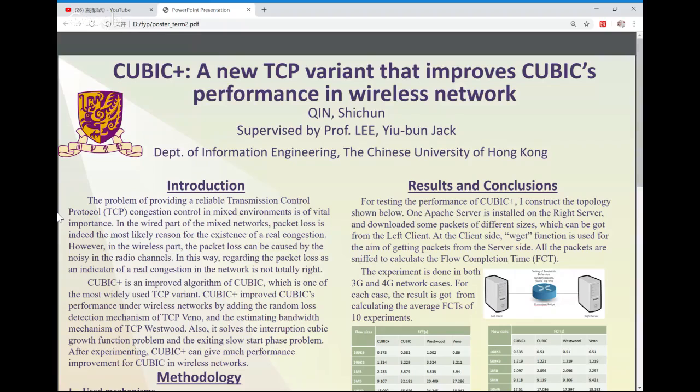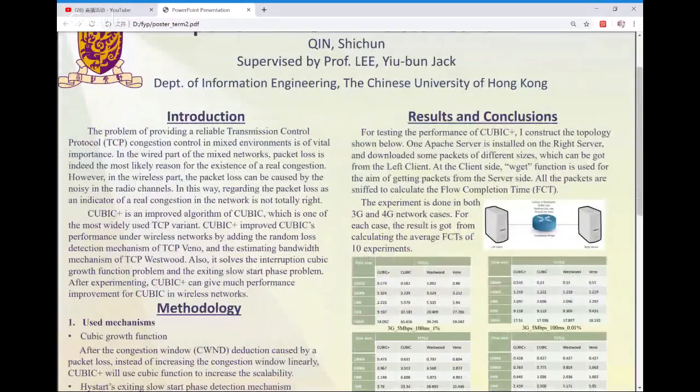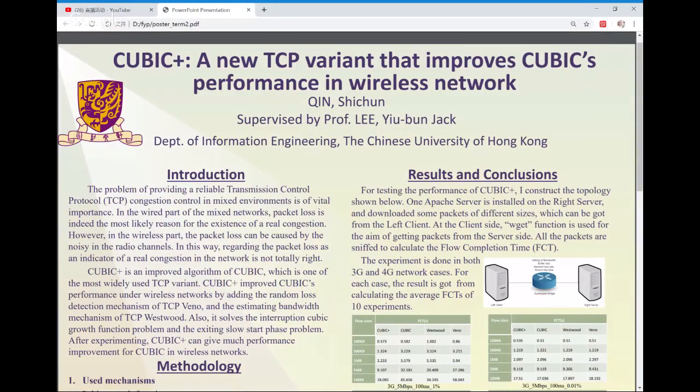As we all know, the development of the network goes so fast that more and more people are starting to use wireless networks. However, in wireless networks, a packet loss can be caused not only by a real congestion, it can also be caused by the noise in the radio channels. In this way, if we regard the packet loss as an indicator of a real congestion in the network, it is not totally right. However, as for the most widely used TCP variant, which is called Cubic, it does not have the mechanism to decide whether the packet loss is because of a random loss or a real congestion.